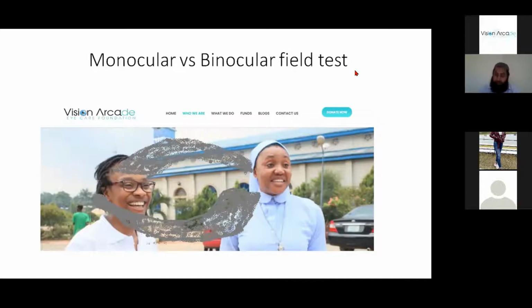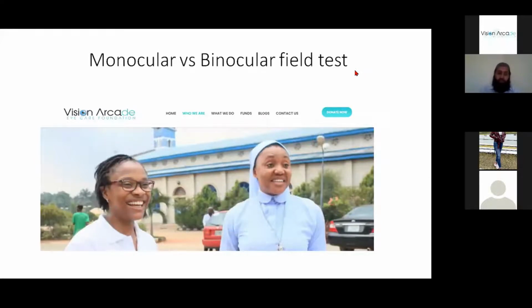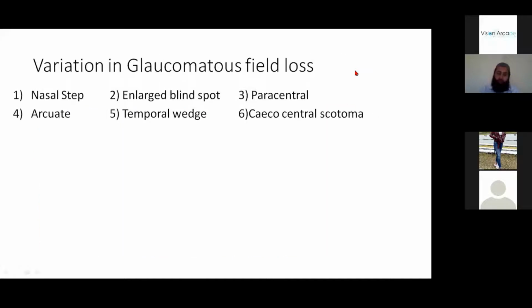I'm not going to ask a poll or a question in this session, but I hope that you appreciate that binocularly, the patient's view would not be this, but it would be this, because they would not see the pathology or the field defect, because each eye is correcting the field defect for the other. So it's very important to perform the visual field test monocularly.